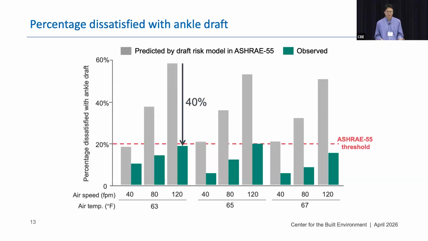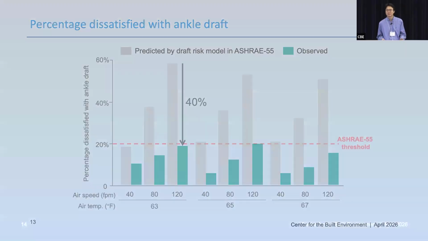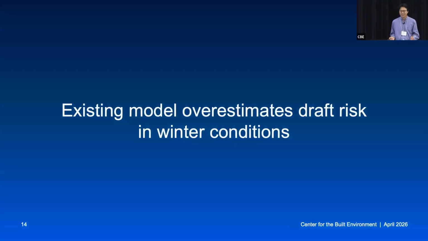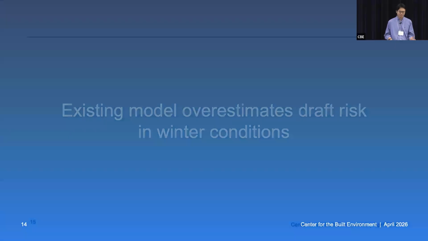On average, the existing model overestimates by 23%, and in the worst case, by nearly 40%. In other words, if we use this existing model to assess ankle draft risk in winter, it may encourage the installation of unnecessary perimeter heating systems.